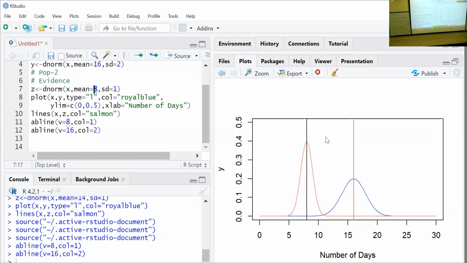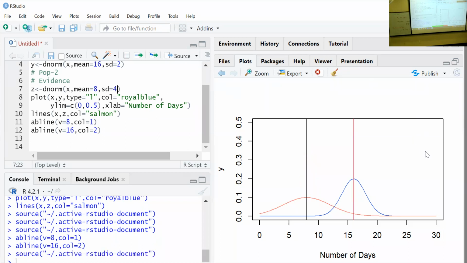Now, the same case, I'm not going to change the effect size, but I'm going to change something else, standard deviation. And you can tell me if the conclusion is the same. Would you still conclude that the number of days to see effects of therapy is not equal to 16? Yes.